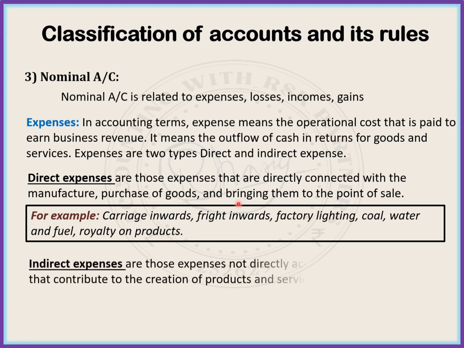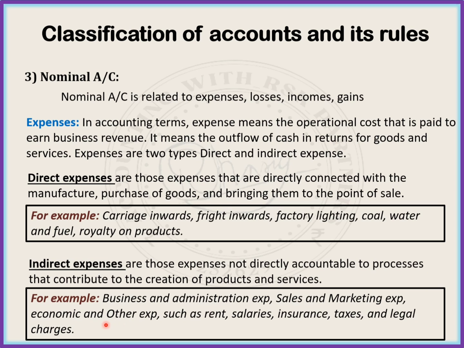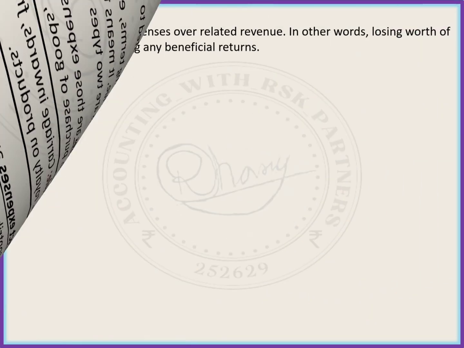Next one is indirect expenses. Indirect expenses are those expenses not directly accountable to the process that contributes to the creation of goods and services. For example, business and administration expenses, sales and marketing expenses, economic and other expenses such as rent, salaries, insurance, taxes and legal charges. And next, loss.